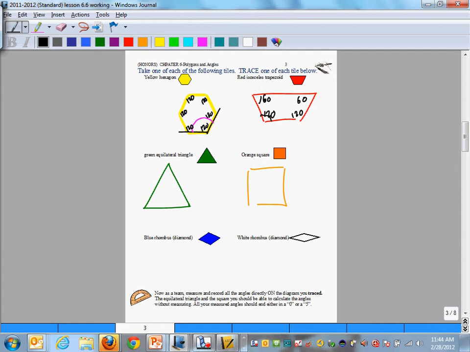Okay. Coming around this way. Kendra, what'd you guys get for all three of these? 60 is correct. 60, 60, 60. Jenna, what'd you guys get for the square in the corner there, ma'am? 90. 90 is correct, all four. 90, 90, 90, 90. Okay, and then we had the blue rhombus.